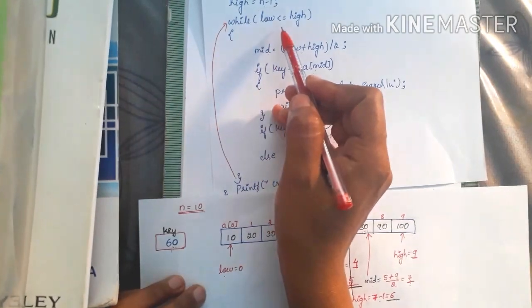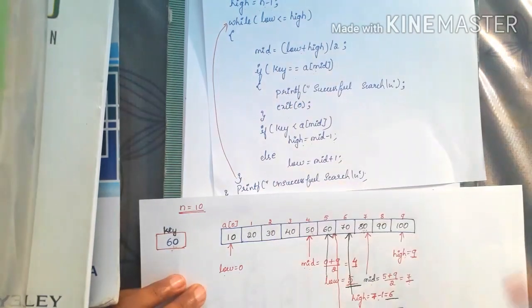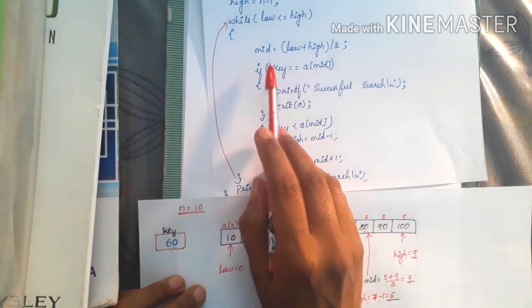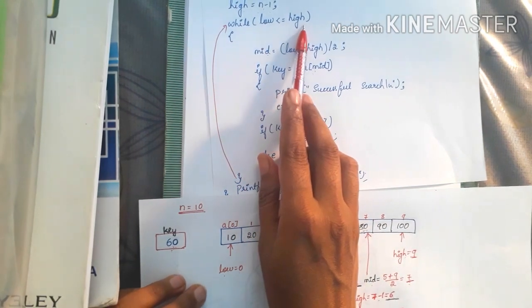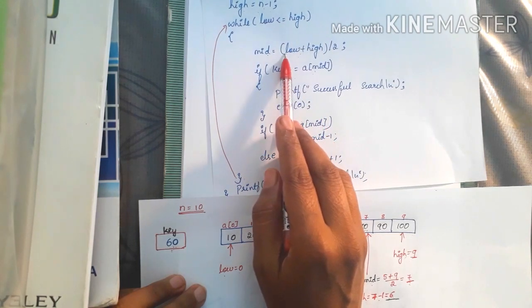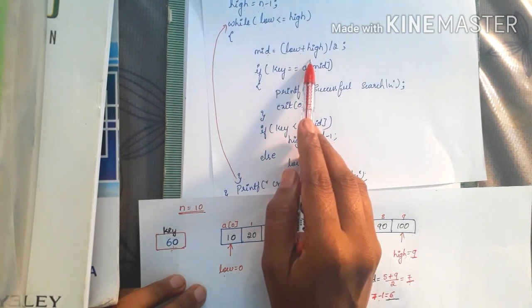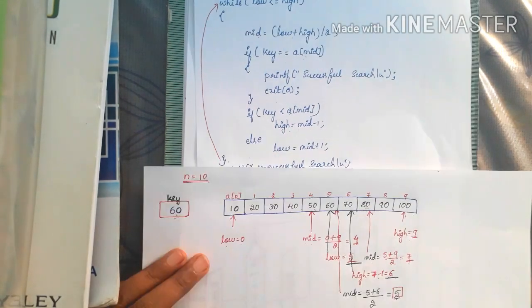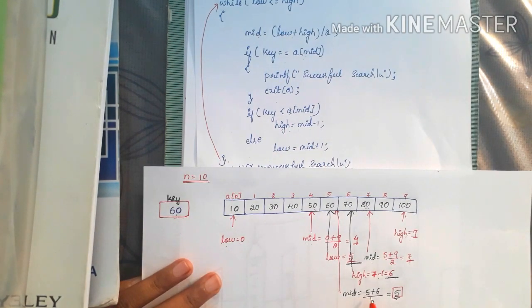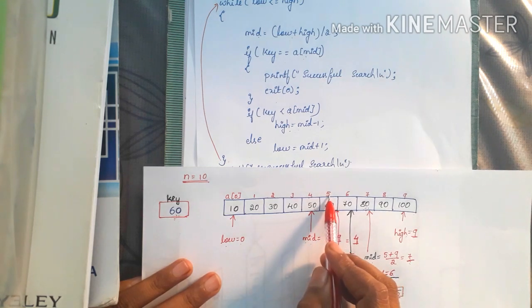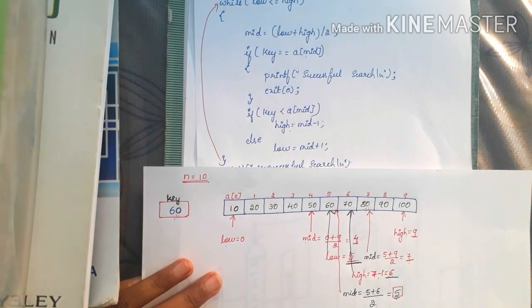Now the condition is low less than or equal to high. Low value is 5 and high value is 6. 5 less than or equal to 6. The condition is true. Control enters the while loop. Next, mid is equal to (low plus high) divided by 2. So mid is equal to low value 5 plus high value 6, divided by 2, that is 11 by 2 is 5. Now the variable mid is pointing to an array element whose position is 5.